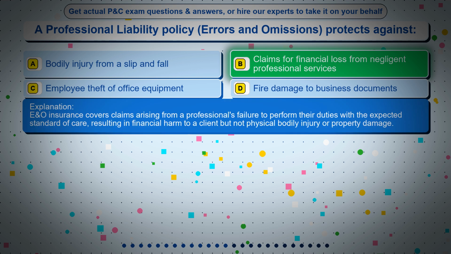E&O insurance covers claims arising from a professional's failure to perform their duties with the expected standard of care, resulting in financial harm to a client but not physical bodily injury or property damage.